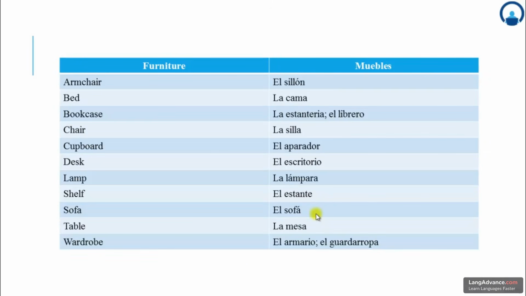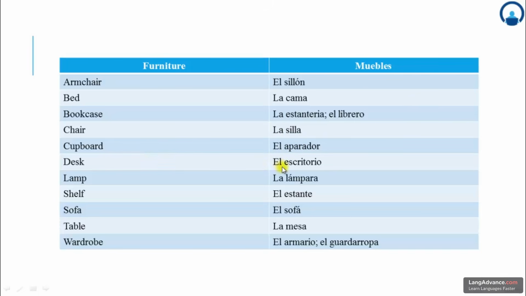Here we have the table which suggests the furniture we use in the house. So let's learn what they are called in Spanish. Armchair, el sillón. Bed, la cama. Bookcase, la estantería or el librero. Chair, la silla. Cupboard, el aparador.